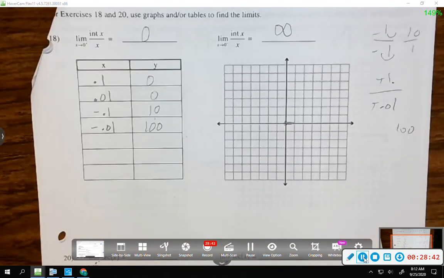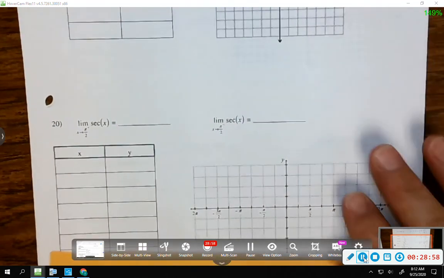But if you just think about the values as they approach from the left and from the right, we can reason what this limiting value is. And that's just as important as any skill, being able to use your mathematical background to reason a good answer. Okay? Let's talk about this.